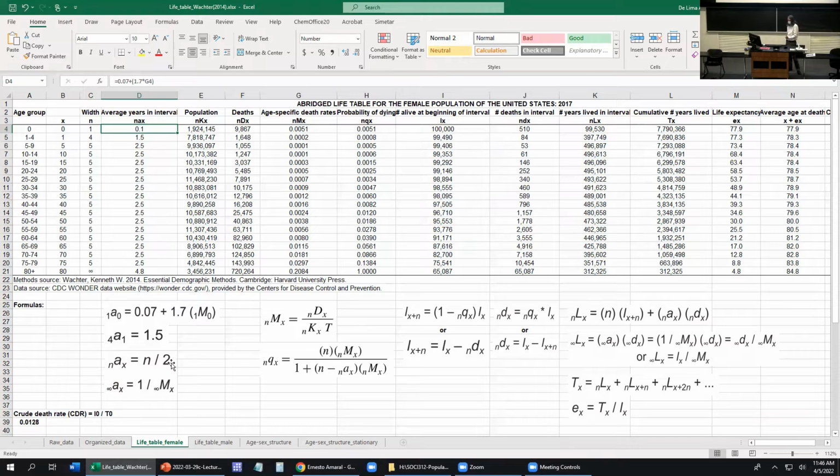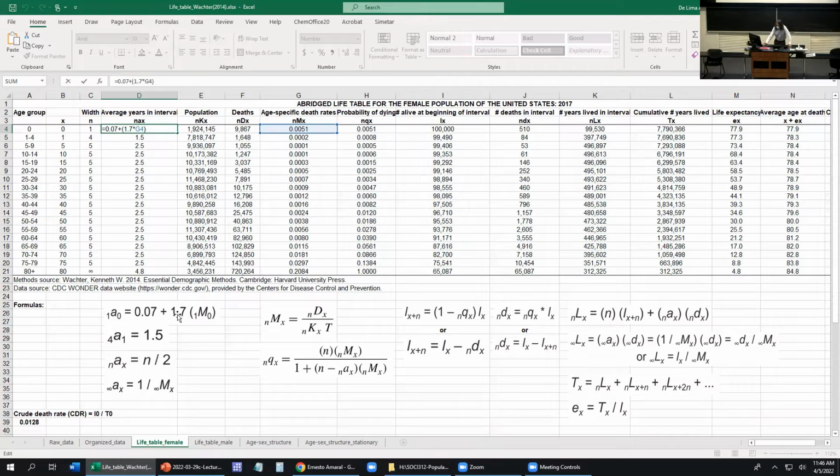How do I calculate that? I calculate that using this formula here: 0.07 plus 1.7 multiplied by the infant mortality rate. What is the infant mortality rate? It's my capital M, the mortality rate from ages 0 to 1. Where is this number? It's right here. So how do I implement this formula? That's what I do here.